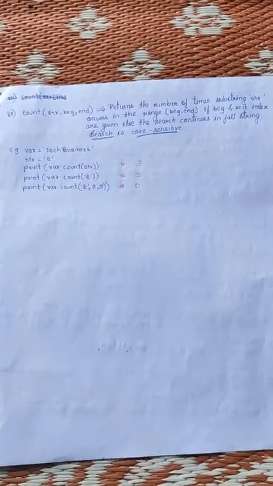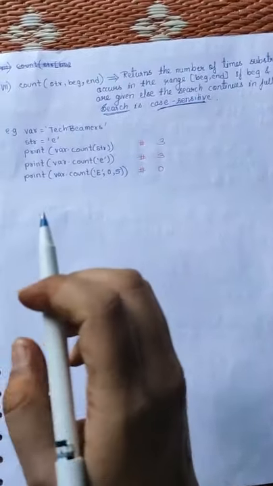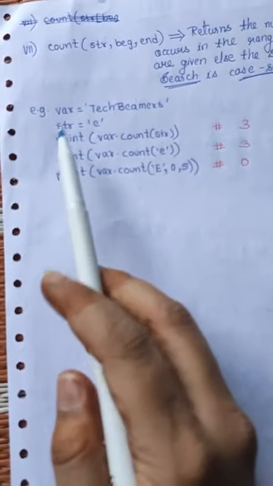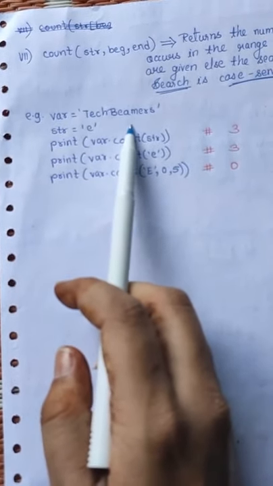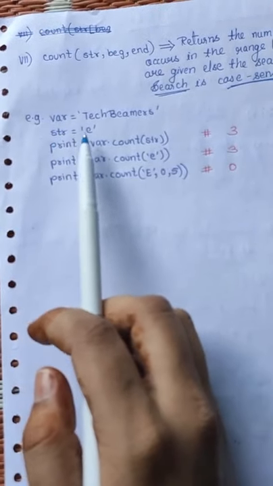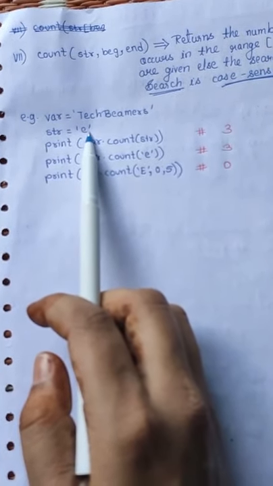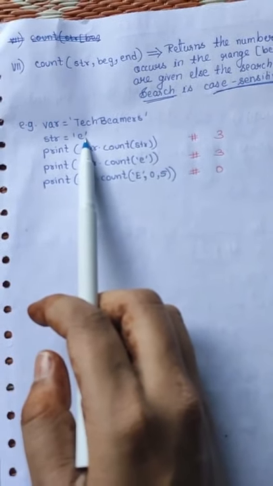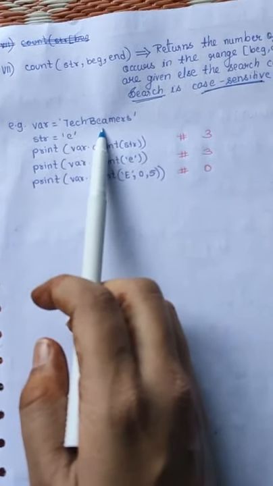Many a time we see on a particular page how many times the word "the" or any single alphabet like S has occurred. That is nothing but counting a particular character in a particular string, how many times it has occurred. Let's go directly to the example. Here I have declared a string, tech beamers, and I want to know how many times the character E has occurred in this string.